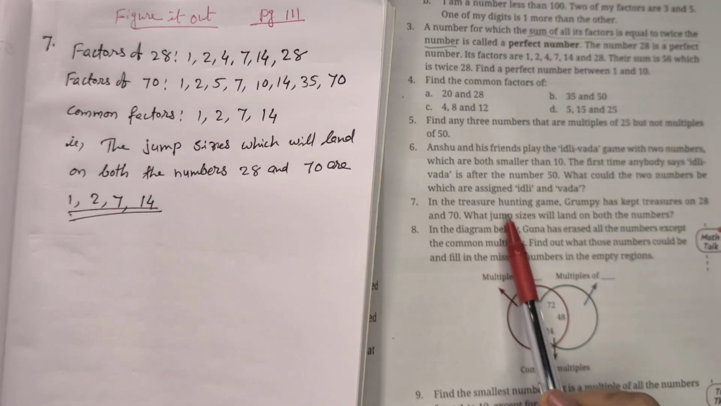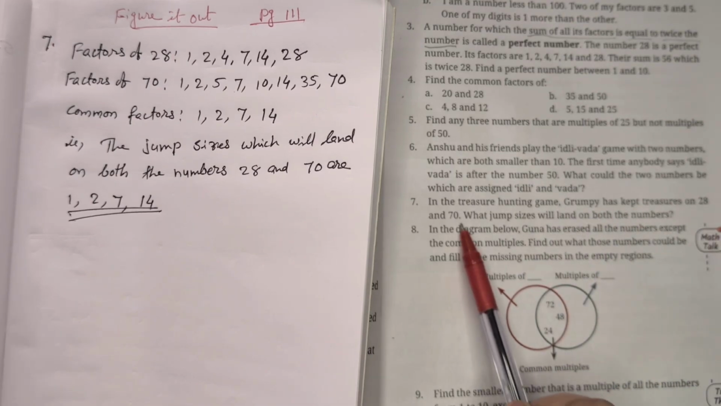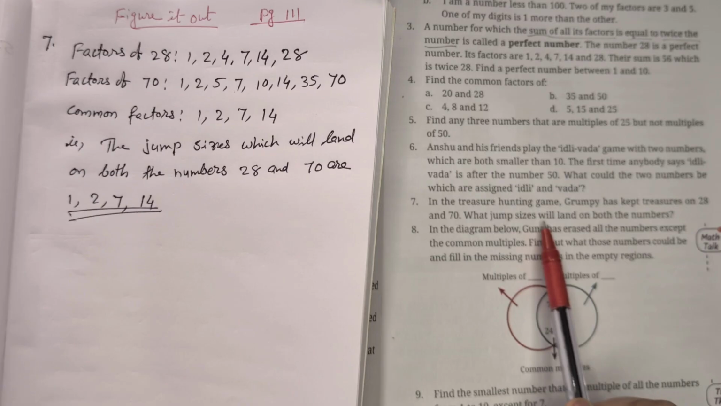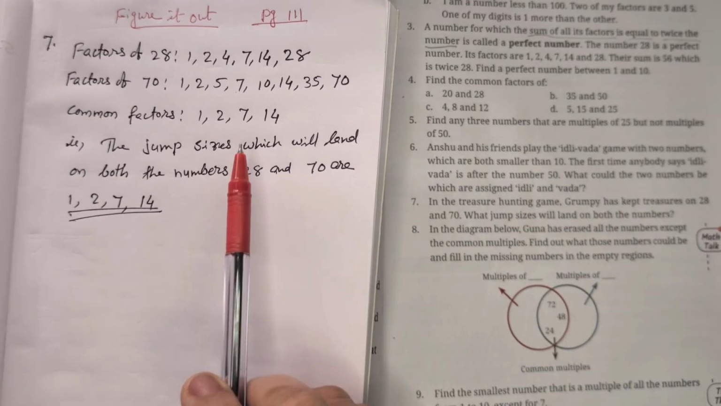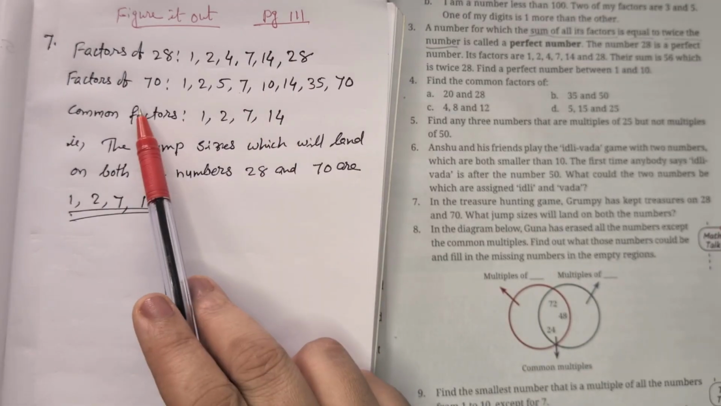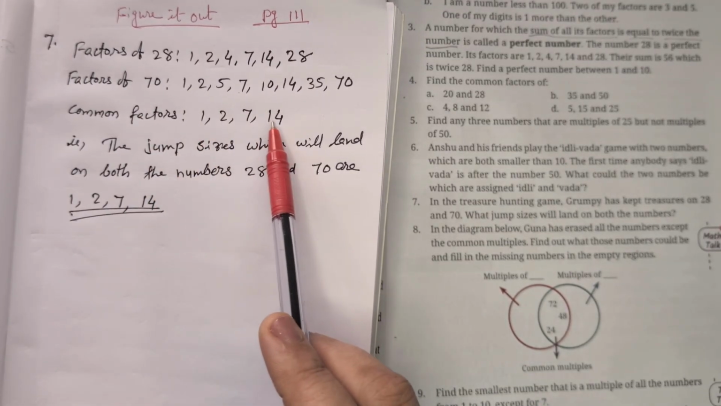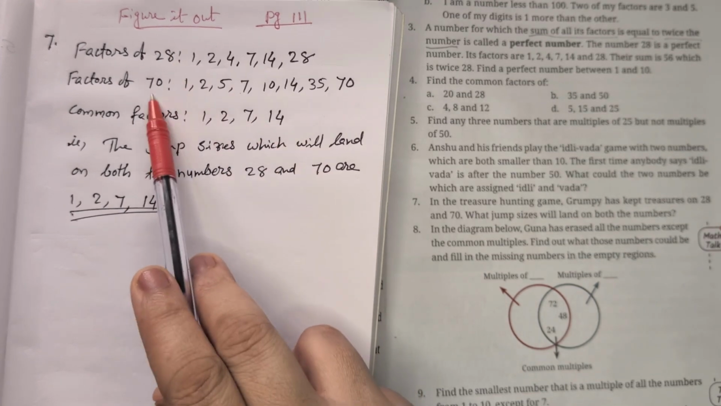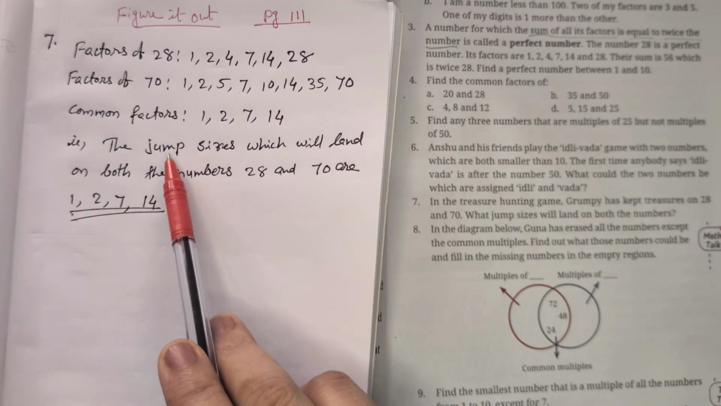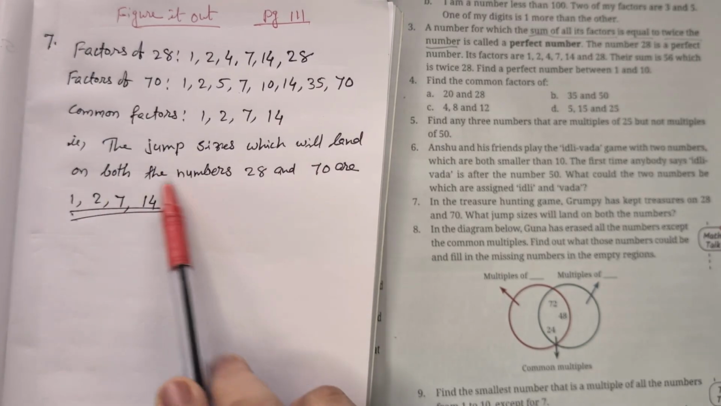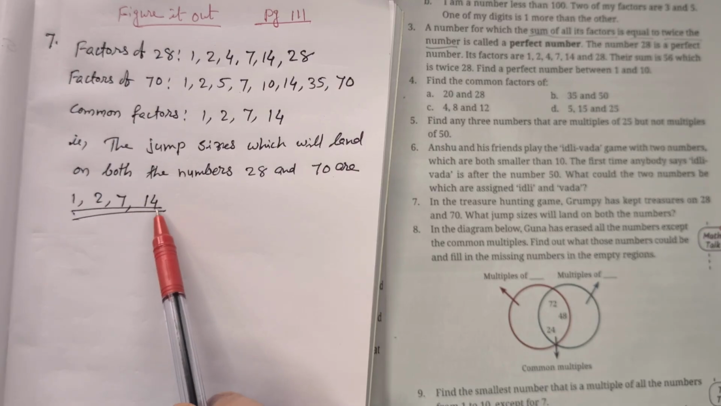Question number 7. In the treasure hunting game, Grumpy has kept treasures on 28 and 70. What jump sizes will land on both the numbers 28 and 70? So first we have to write factors of 28, factors of 70, and common factors. Here 1, 2, 7 and 14 are the common factors of 28 and 70. So these are the jump sizes. So you can write in a sentence: the jump sizes which will land on both the numbers 28 and 70 are 1, 2, 7 and 14.